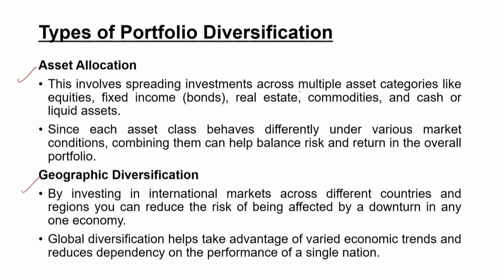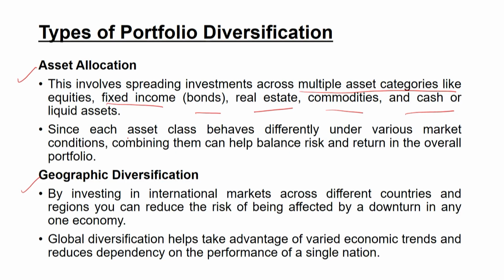So, basically in asset allocation, the process involves spreading the investment across multiple asset categories, the different classes of assets such as equities, fixed income, bonds, real estate, commodities, cash, as well as liquid assets in which the investor wants to invest their money for the purpose of minimizing the risk associated with the investment procedure.